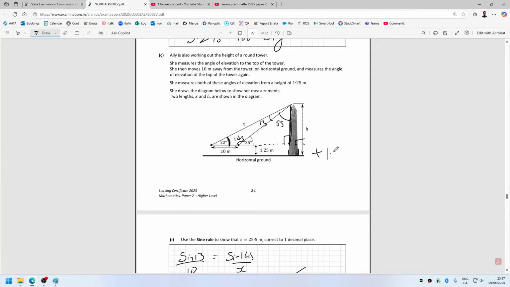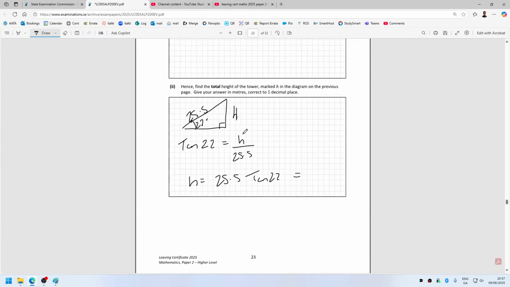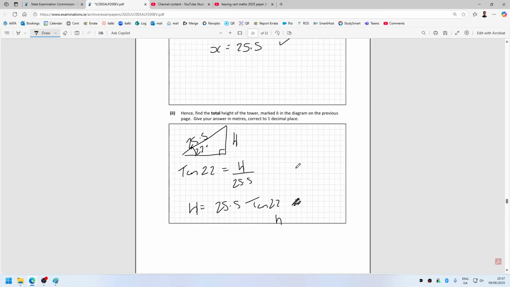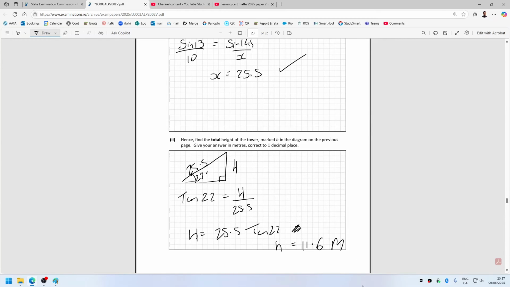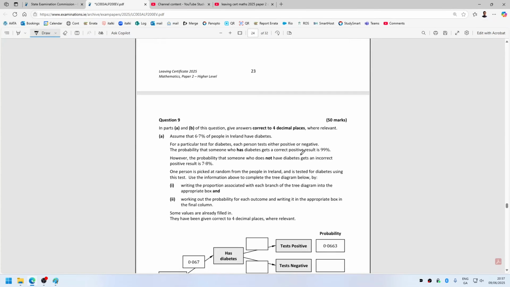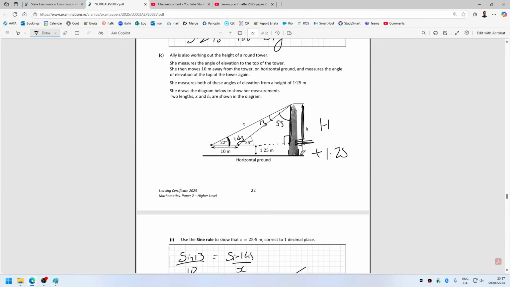But let's not forget to add on the 1.25, because technically I'm not really getting h, I'm getting this height here, which I'll call capital H maybe to distinguish it a bit. So then the actual h, I want to add on 1.25. So I get 11.6 meters. Does that look reasonable? I guess so. Oh, it's at the end of the question.